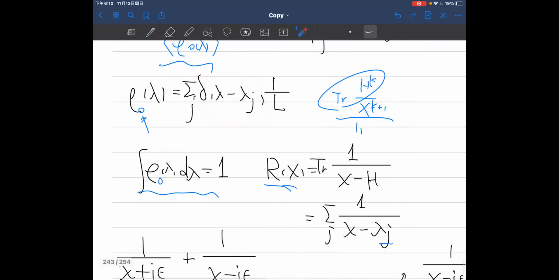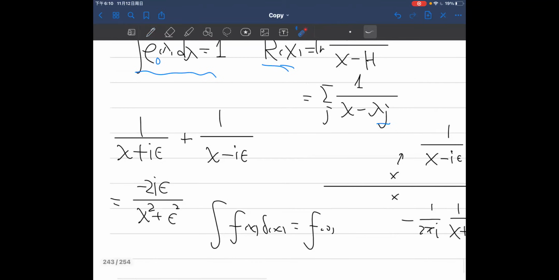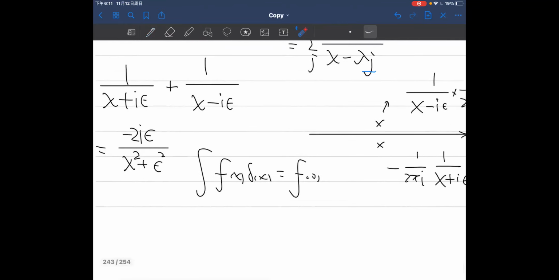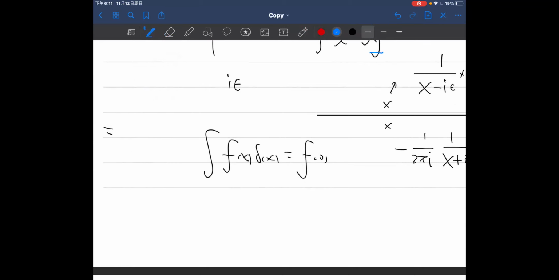write an expression of the delta function. It is well known. We need to consider what is the definition of the delta function. Okay, this is wrong. Sorry. We need to consider the definition of the delta function. Delta function is defined as something like this. That is, for an arbitrary function f, you do the integral from minus infinity to positive infinity. You will get f(0).